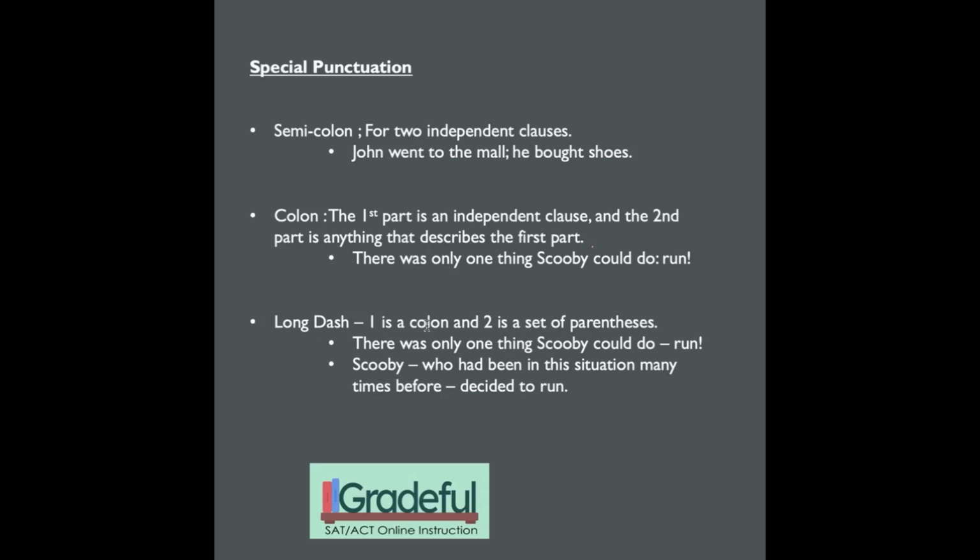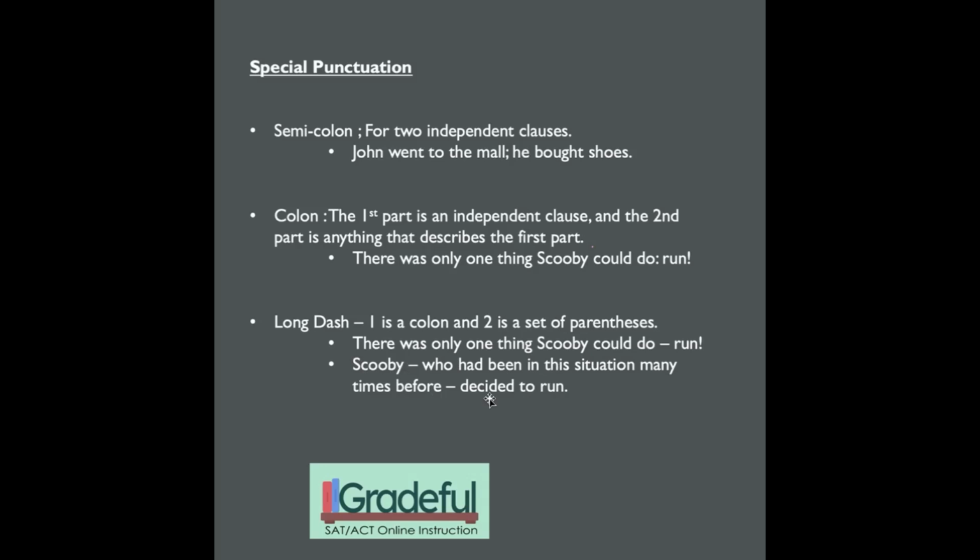Finally, the long dash. One long dash is a colon, and two is a set of parentheses. So right here we have the same exact colon sentence, instead with a long dash. Now, why would they be so interchangeable? Well, back when the SAT used to emphasize the essay a lot more, you'd get extra points for sentence diversity. So you could use a colon at one moment, a long dash at another, and your sentences would not be all alike. In any case, two is a set of parentheses. So Scooby, who had been in this situation many times before, decided to run.